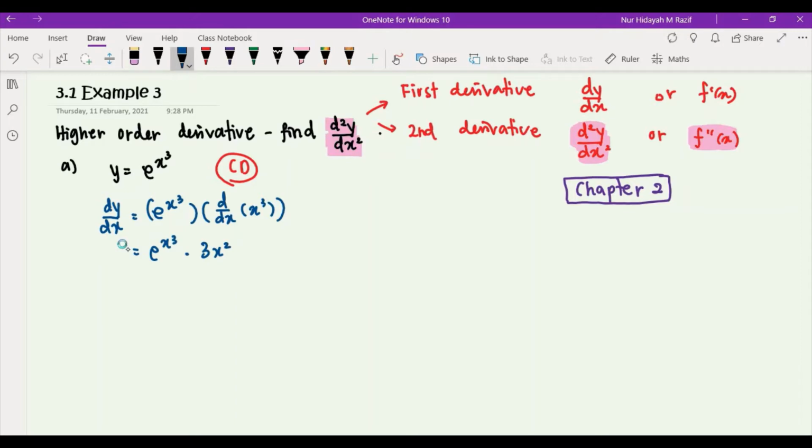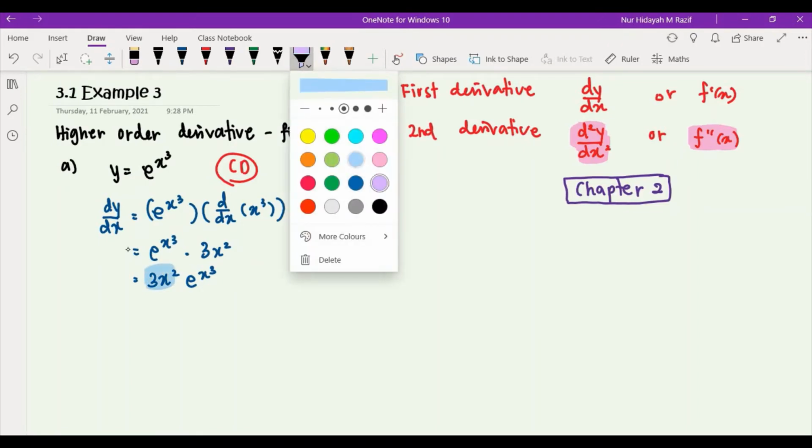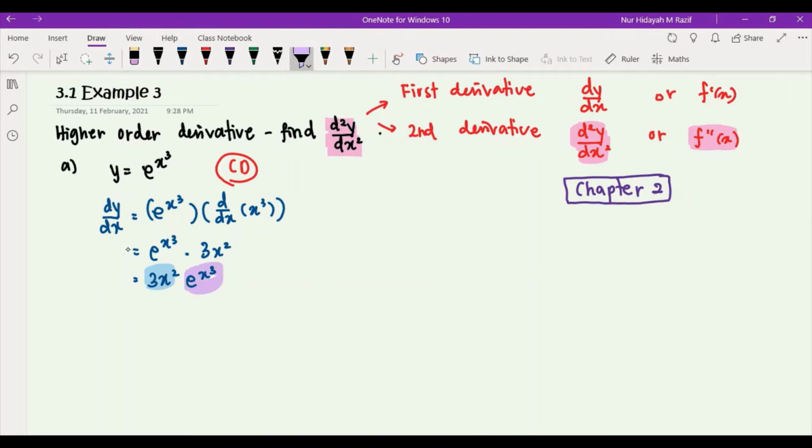So dari sini rearrange our answer, and we are going to get the first derivative is 3x squared multiplied by e power of x cubed. And from here, you should be able to see that our first derivative is a product of two functions. The first function is the one I highlighted in blue, and the second one is the one I highlighted in purple. Okay, so now how do we find the second derivative?